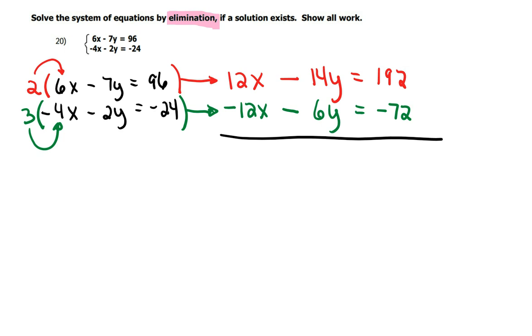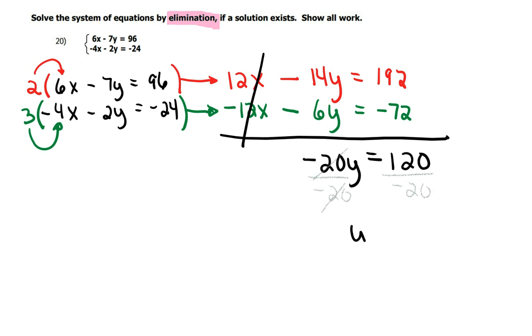Now when I draw my line and combine them, it's elimination by addition. Positive 12x and negative 12x is 0x. The x's are gone. Negative 14 and negative 6 would be negative 20y. And 192 minus 72 would be 120. Then it's just divide off the negative 20. Negative 20 over negative 20 is a positive 1, and a positive divided by a negative makes that a negative, and you'd get a negative 6.